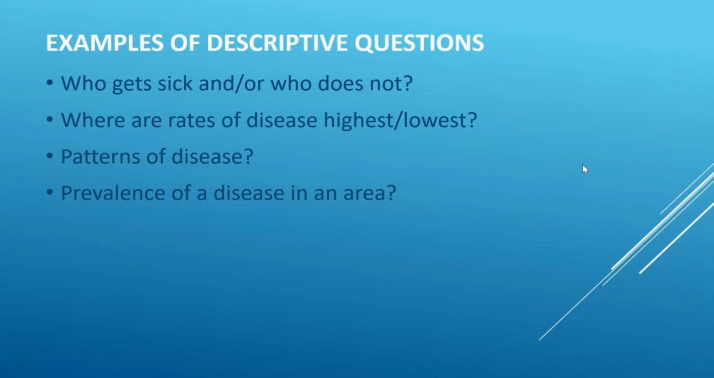The common examples of descriptive questions are: who gets sick and who doesn't, what are the rates of the disease, and where are rates of disease highest and lowest. Like we said, COVID-19 infection was said to be more common in people who were immunocompromised or diabetic, as compared to people who had normal blood sugar levels and whose overall health was better. Then what are the patterns of disease? Is this just a one-time issue, or is it recurrent like the seasonal flu, or is it an acute issue?